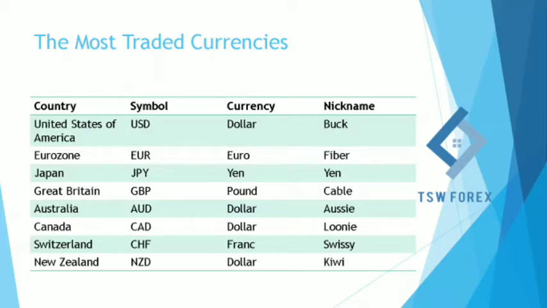Australian dollar, AUD, we use the dollar because it's the Australian dollar. The nickname is Aussie. Canadian dollar, symbol CAD. Currency, dollar. Nickname, loonie. Switzerland, their symbol is CHF. The currency that they use is the Swiss franc, and the nickname is Swissie. New Zealand, NZD, they use the New Zealand dollar, and the nickname for that is Kiwi.